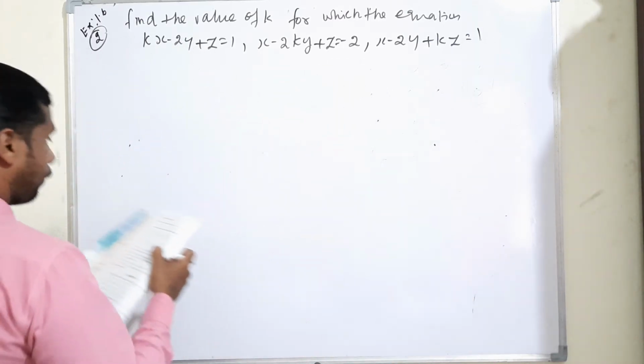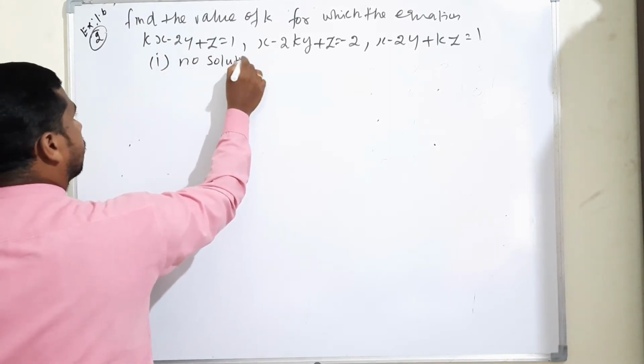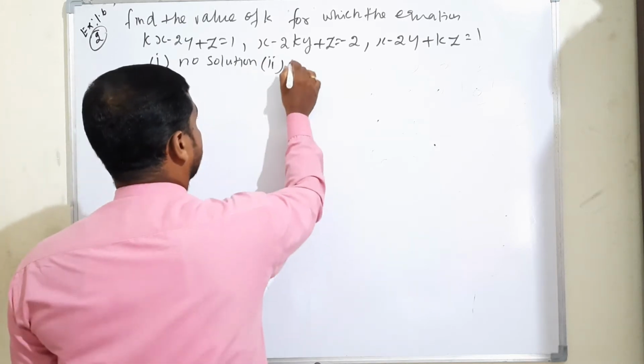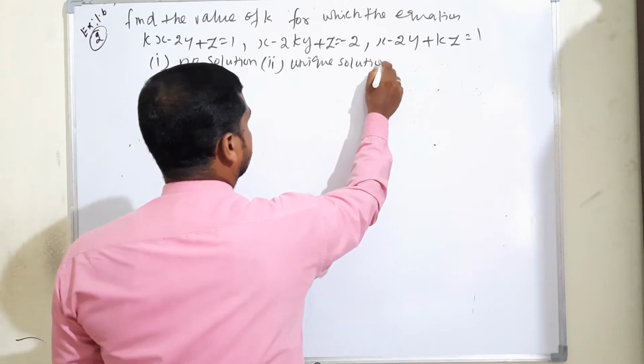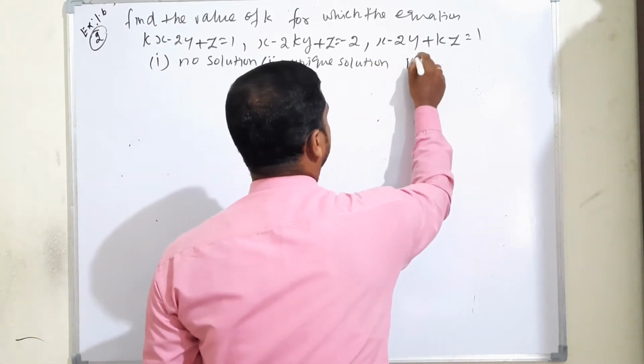One by one we have to find out. Subdivision 1: no solution. Subdivision 2: unique solution. Subdivision 3: infinitely many solutions.